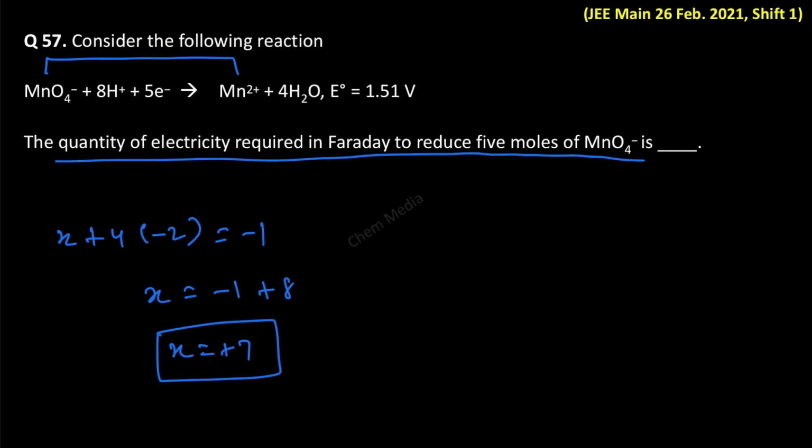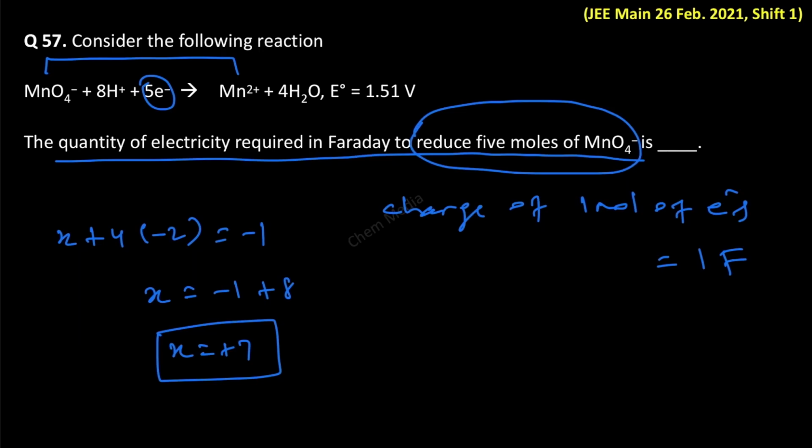So that's why it is written as 5 electrons here. So therefore, to reduce 1 mole of permanganate ion to 1 mole of manganese 2 plus, we require 5 moles of electrons. And we know that charge of 1 mole of electrons is equal to 1 Faraday. So therefore, if we have to reduce 5 moles of permanganate ion, then it would be equal to 5 times 5, 25 Faraday, isn't it?